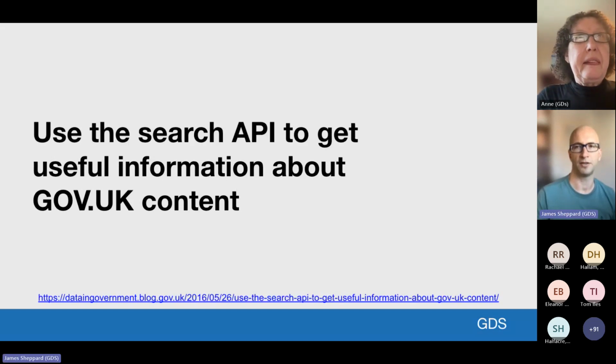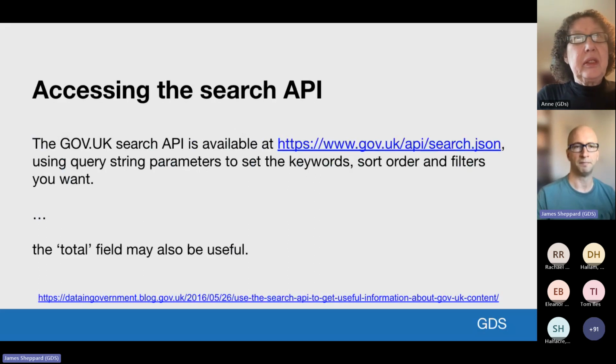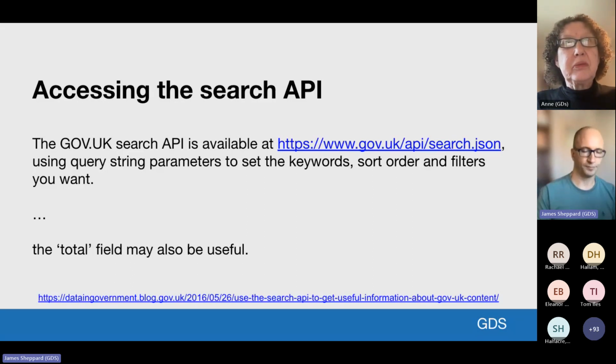Gov.uk has a search API that allows you to get useful information about the content on gov.uk. There's a really helpful blog post I read which talks about how to use the API and makes some suggestions. There you can see the URL, which is the root of the search API. It also talks about total fields, which is quite useful.